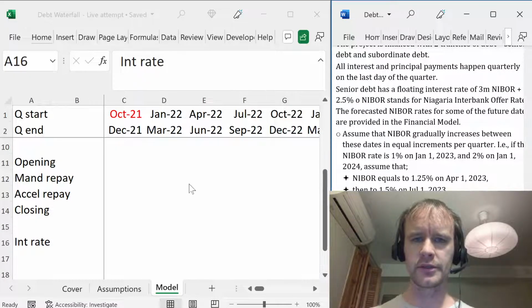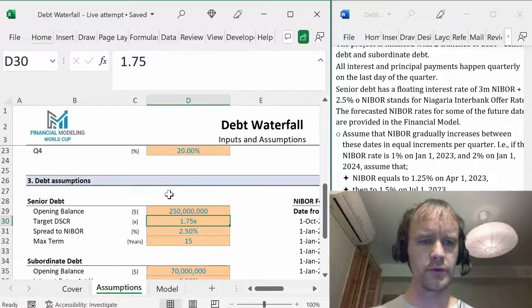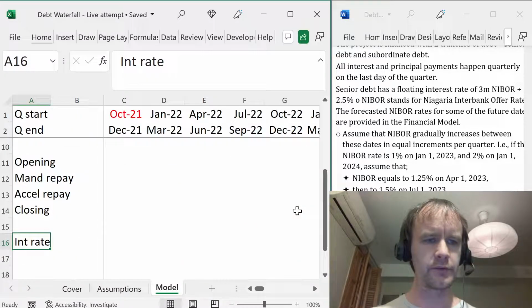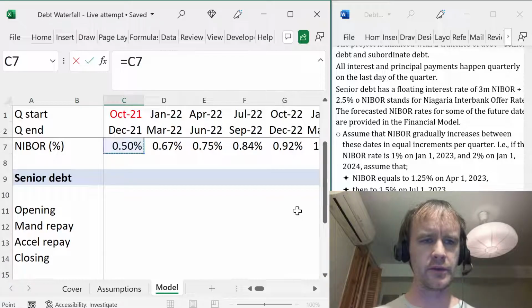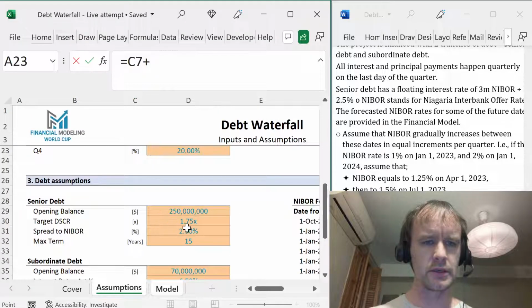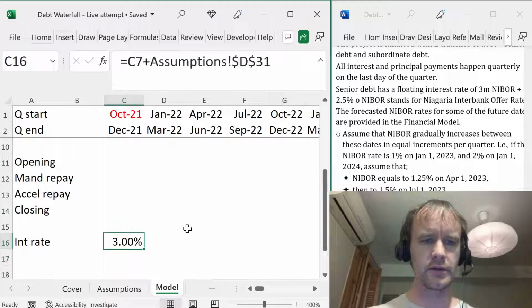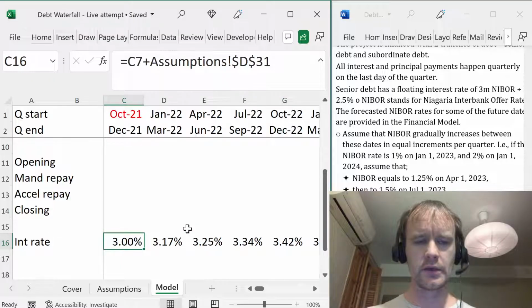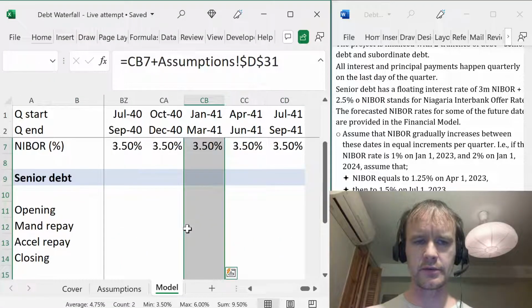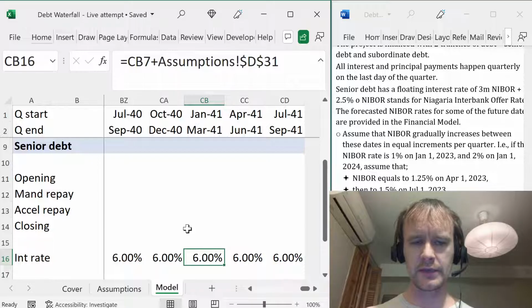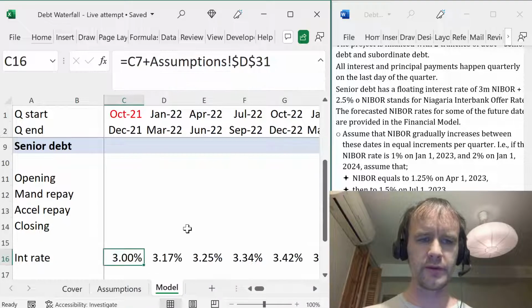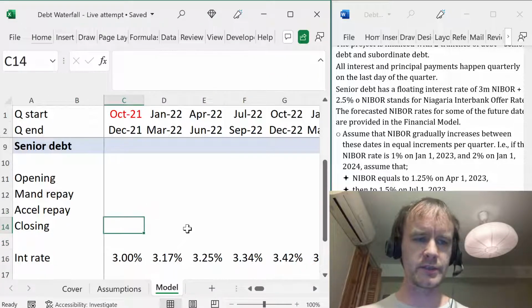Yes, 2.5% above NIBOR. We have that here. So the interest rate is going to be that NIBOR that we calculated plus that 2.5%. Lock that in, copy across. Again, just as you would expect, this flatlines at 3.5%, and this flatlines at 6% at the end. This starts at 0.5, that starts at 3. So vague sense checks, that's kind of working.